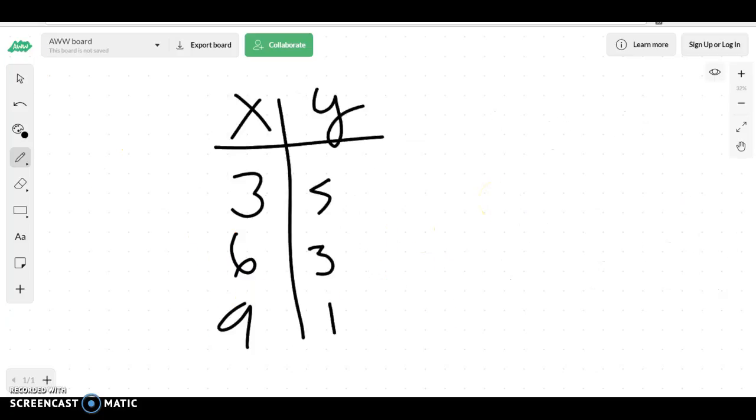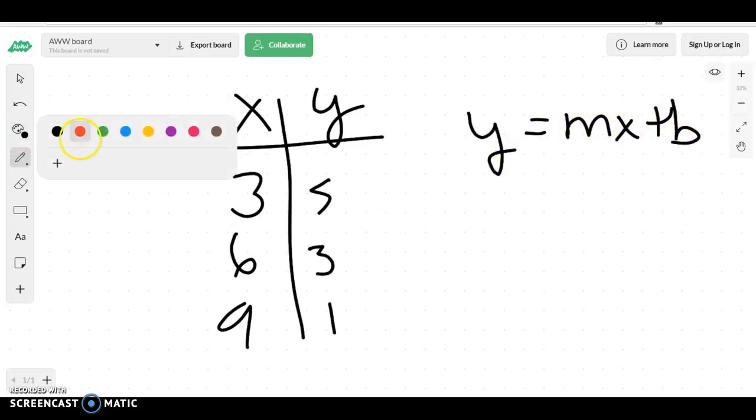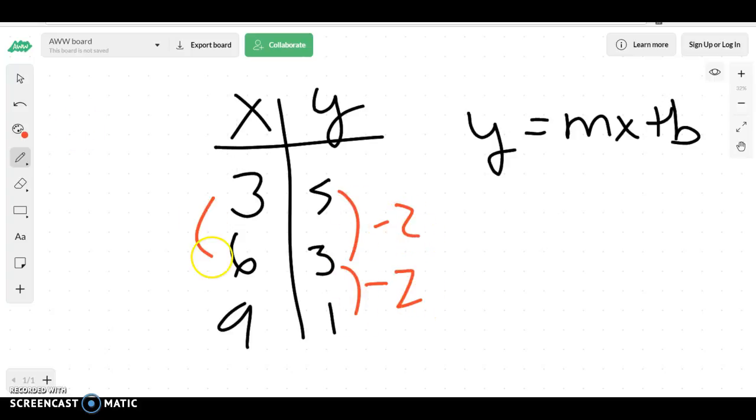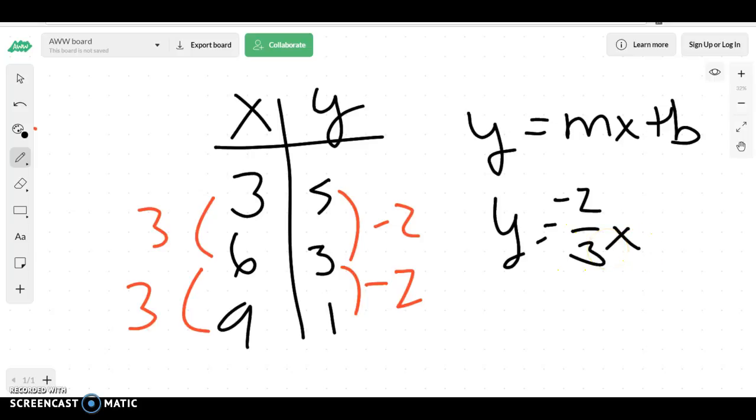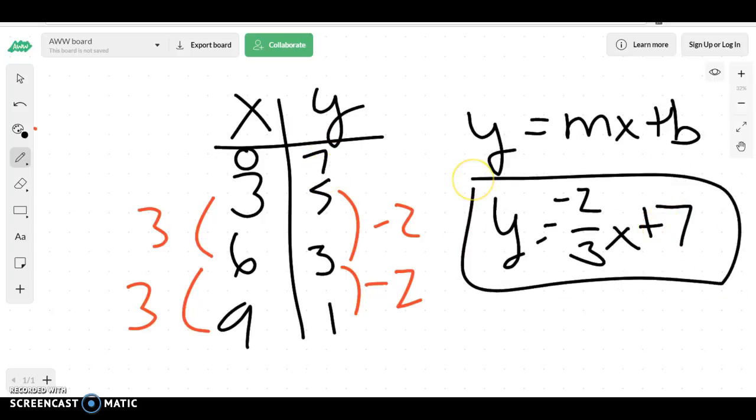Let's do one last one. Again, every single time we do the same thing. Try to find our slope and our y-intercept. My slope for this case, this is going down by 2. My x's for this case are going up by 3. So we would get for this one y equals -2 over 3x. If you went and found what 0 is here, you'd have to go up 2, so that would be 7. And that would be my final answer.